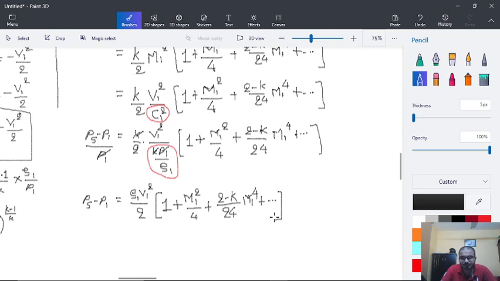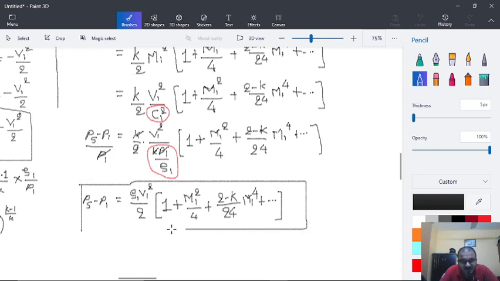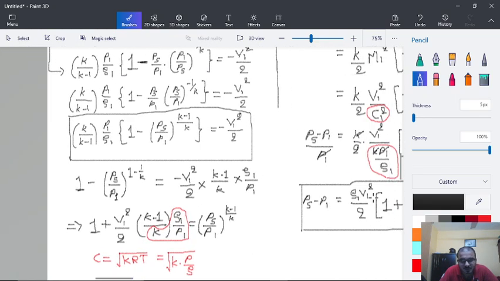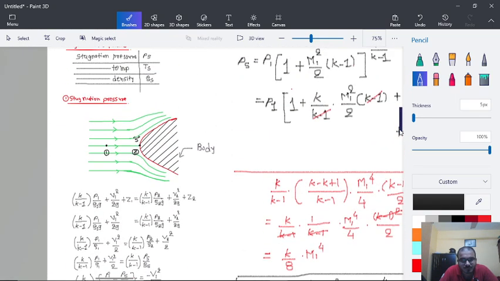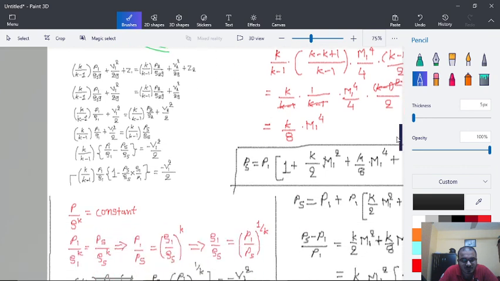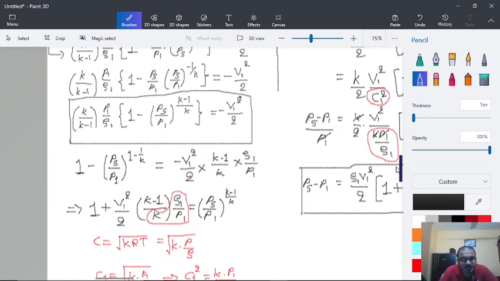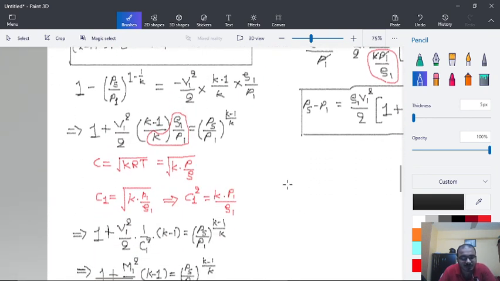So I think we have obtained this difference between stagnation pressure and pressure at point number 1. So if you see this figure now, then we have obtained the pressure difference between point number 2 and point number 1. So now let's copy this work into our main slides. So we have started from here.